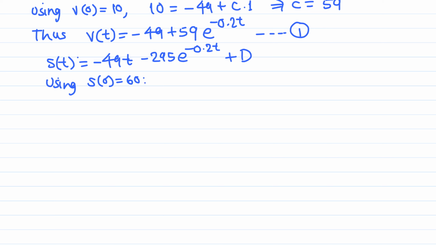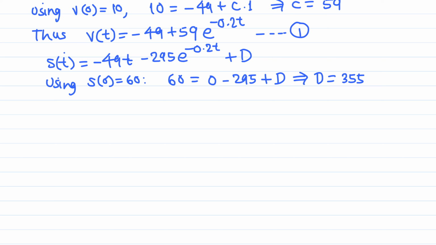So using 60, this is 60 when time is 0. Negative 49 times 0 is just 0, minus 295 times e raised to 0, which is just 1. So 295 plus d. Now we add 295 to both sides to isolate d. So d is 355. Just add 295 to both sides.